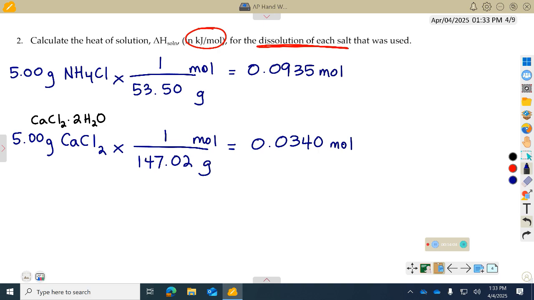And yours are going to be really similar. The only thing that might be a little bit different is maybe by chance you had a little different mass.